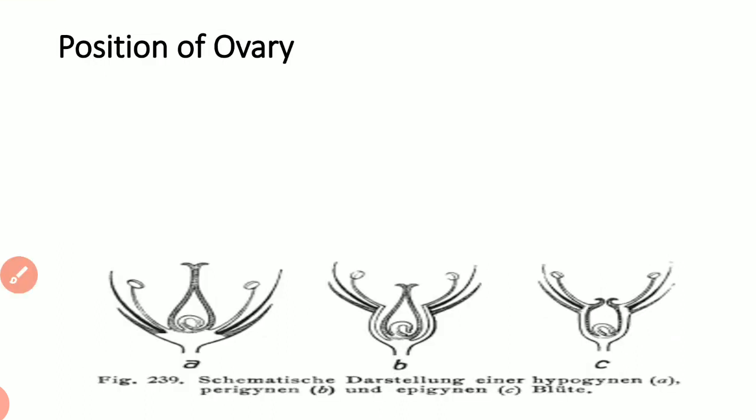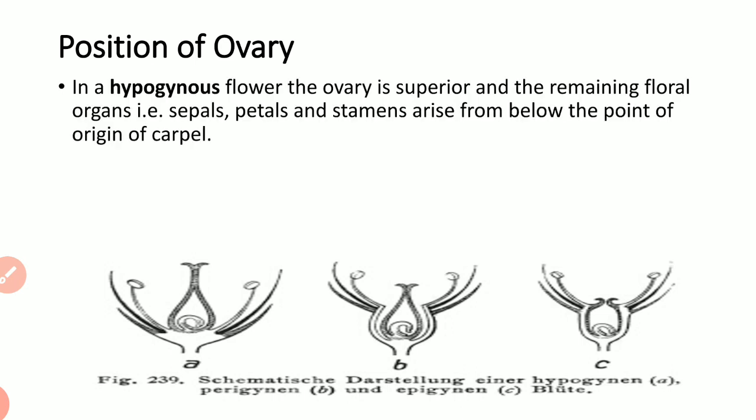Now we proceed toward the last section of our lecture. There is the position of the ovary. We see the ovary is a unit of the carpel, that is the style, stigma, ovary. The basal portion is the ovary. So there are three types of ovary.